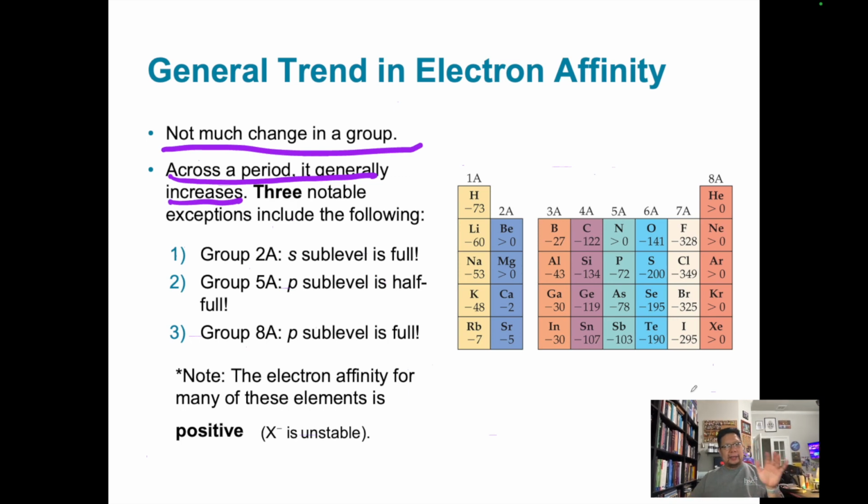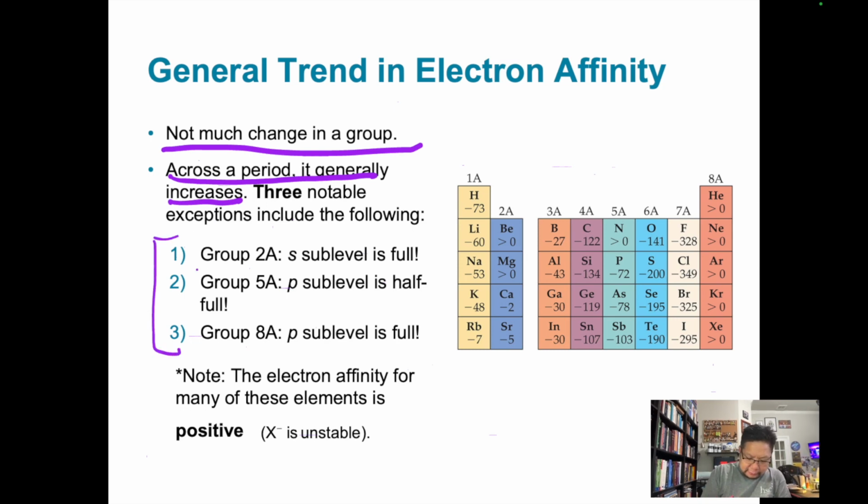Metals don't have much electron affinity because they want to give up electrons. That means non-metals want electrons, so they have a higher electron affinity. You would think the general rule is that from left to right across the periodic table, you'd have more electron affinity on the right-hand side and less on the left-hand side. That's generally true, except for three exceptions.